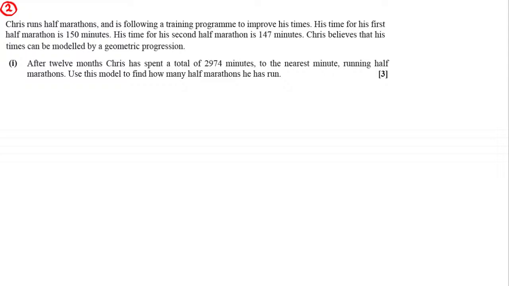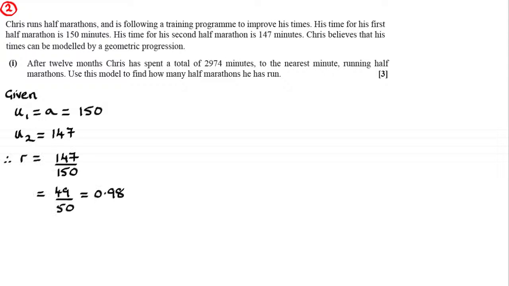The first part originally was to calculate the common ratio. If you did, you can just take your first term as 150, we're told up here. Second term is 147. That common ratio, which was a bonus question, came out to be 0.98. Okay? So, we're moving on. We need to find out how many half marathons he ran.